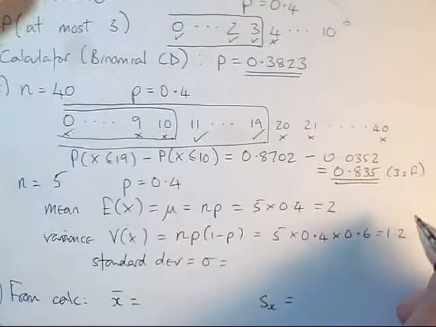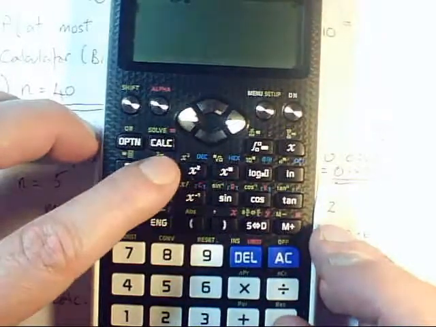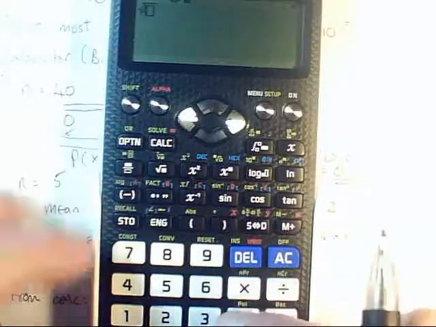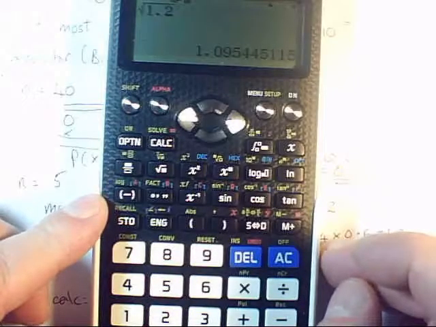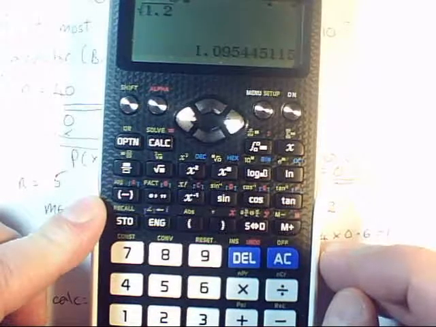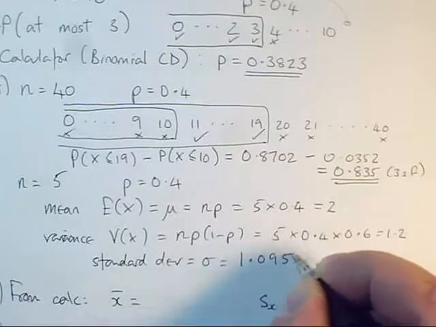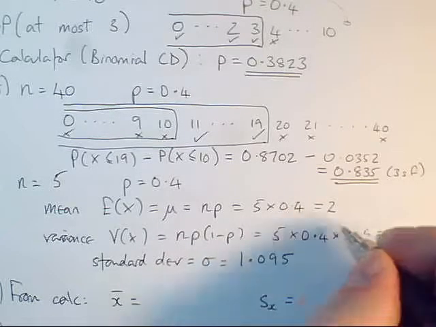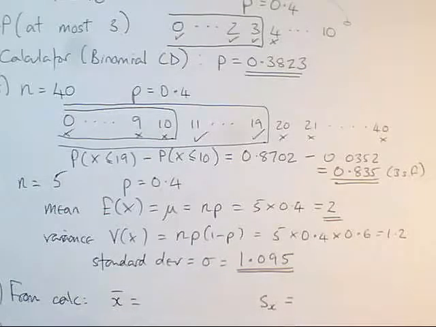But that's the variance. For the standard deviation, I need to do the square root of that variance. So the square root of 1.2, my calculator tells me, is 1.095. So I've got my mean 2 and my standard deviation 1.095.